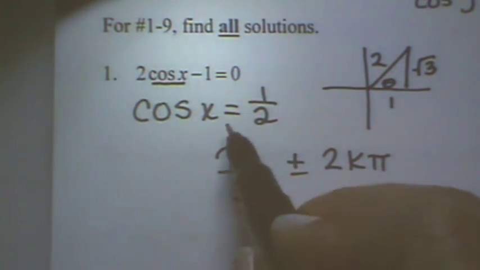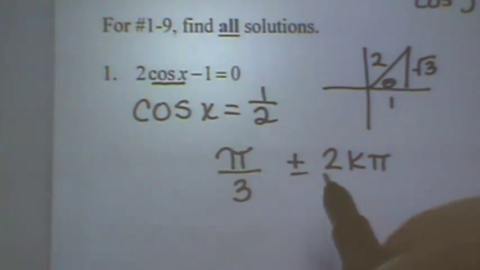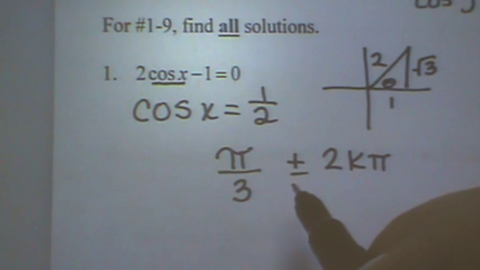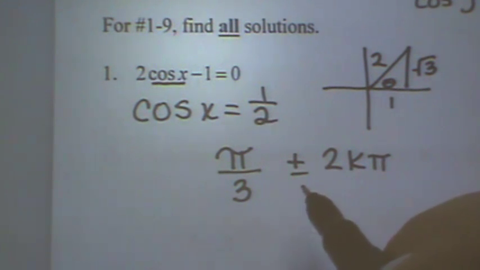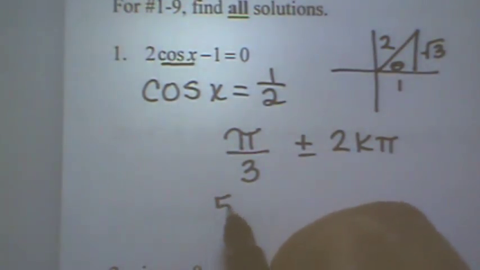Where else is cosine? What other quadrant is cosine positive in? 4. Look at your circle. It's already done for you. Look at the circle that you just drew. What angle has a 3 in it in quadrant 4? Yeah, so it's 5 pi over 3.